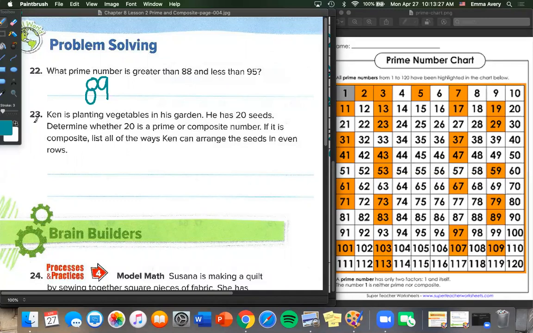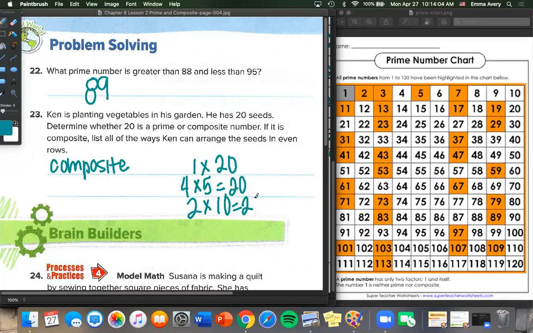Ken is planting vegetables in his garden. He has 20 seeds. Determine whether 20 is a prime or composite number. If it is composite, list all the ways Ken can arrange his seeds in even rows. Well, let's look at our chart over here. 20 isn't highlighted, so it must be composite. And let's look at all the different ways. Well, he can put 1 times 20, or we also know 4 times 5 equals 20, or we could do 2 times 10 equals 20. So there are 3 different ways he can arrange his seeds.